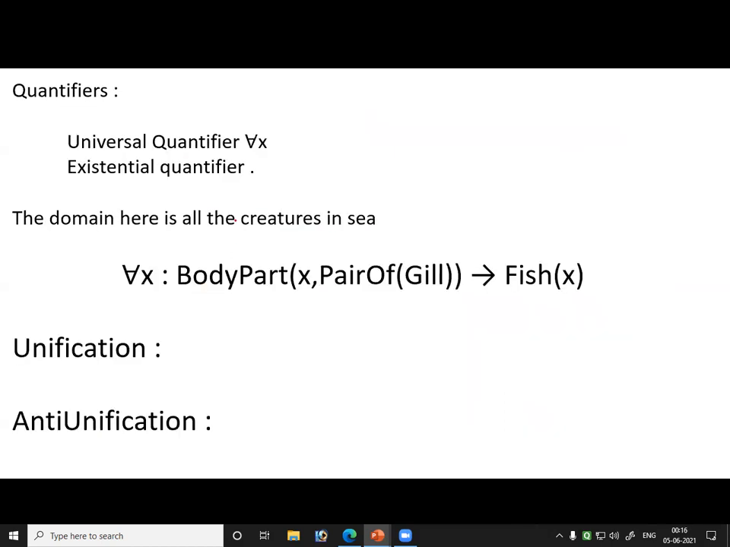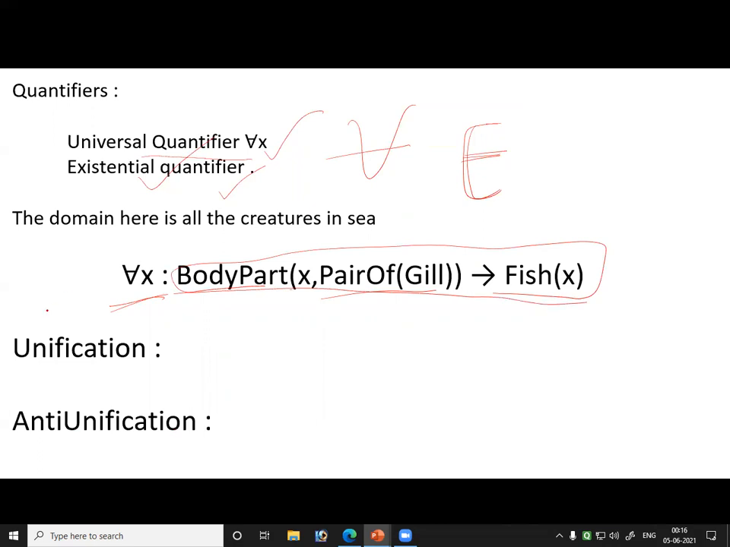Quantifiers. What do you mean by for all? Universal quantifier: for all. Existential quantifier: there exists. The domain here is all creatures. For all x, body part of x comma pair of gill implies fish of x. So whichever has a pair of gills, that is nothing but fish.